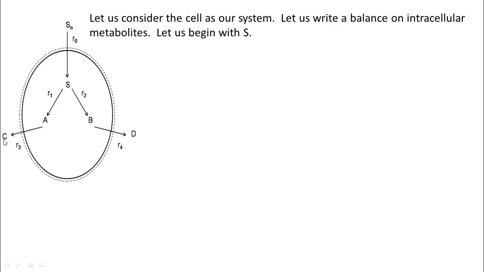Now let us consider this large cell as a system. Let us write a balance on intracellular metabolites first. I'd like you to note that if we are writing balances on intracellular metabolites, we consider the cell as a system. This is our system, and we write the balances on the metabolites inside the cell. Let's begin with this S here. So rate of input of S minus rate of output of S, plus the rate of generation of S minus the rate of consumption of S equals the rate of accumulation of S.